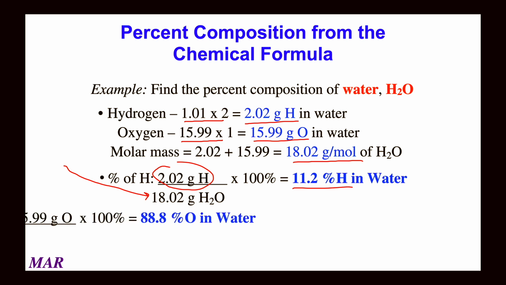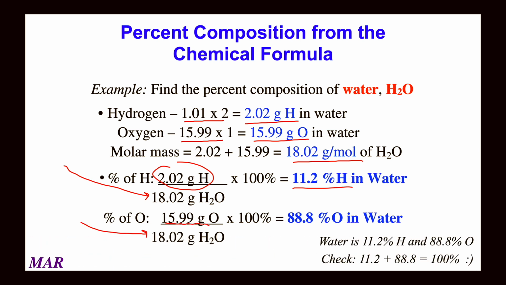Now, for oxygen, it would be very similar. Oxygen, 88.8% oxygen. So water is about 11.2% hydrogen, about 88.8% oxygen. If you add those together, it's about 100%, which is good. Woohoo! This is how you can figure it out. So you can figure out sodium in sodium chloride, or oxygen in ethanol, or whatever you want. Molar mass on the bottom and grams of just the element you're looking at on the top.